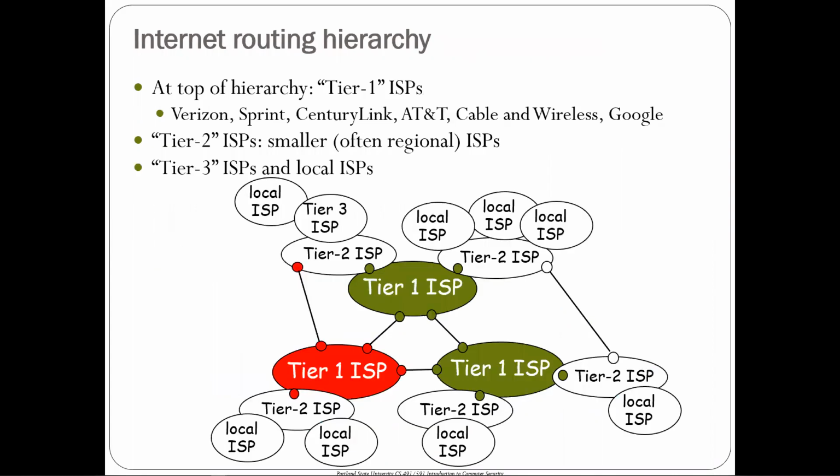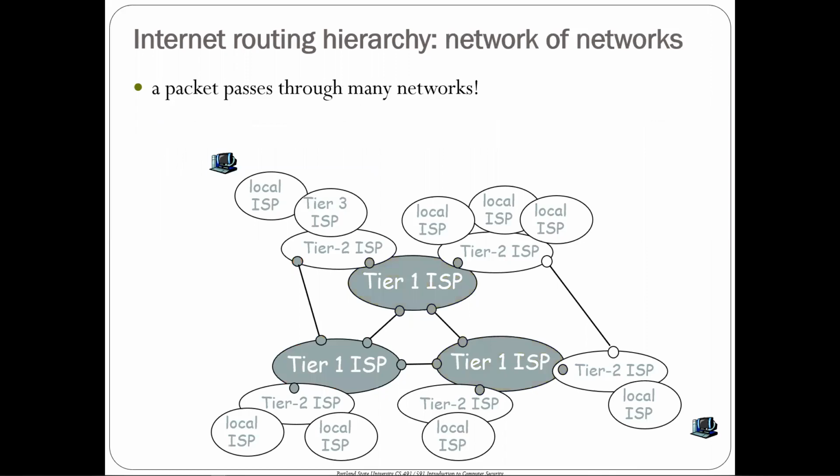So this is what it looks like. You typically have these large global providers, tier 1 ISPs, that have points of presence throughout the globe, and then they'll peer with regional or local ISPs in order to create a sort of logical overlay on top of all of these individual routers. And this hierarchy is how you can scale up internet routing. Okay. So a packet will end up passing through a whole bunch of different ISPs on its way to its final destination.